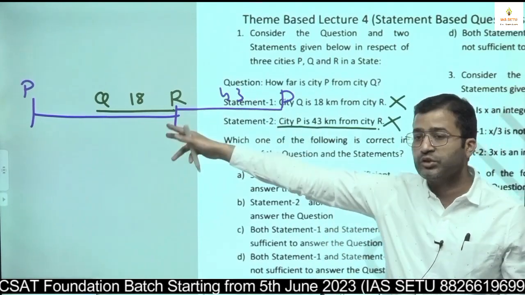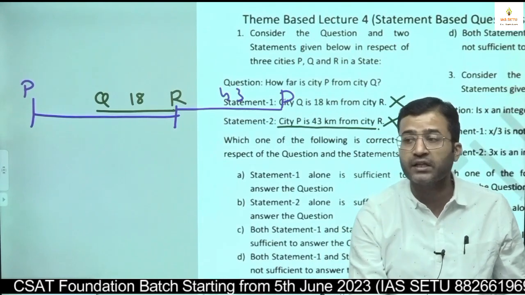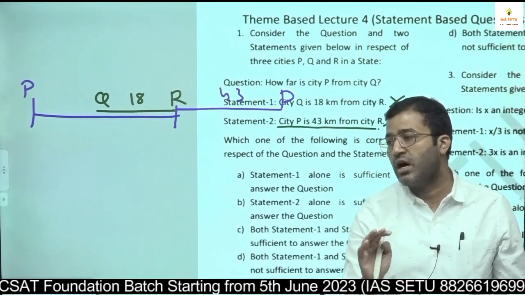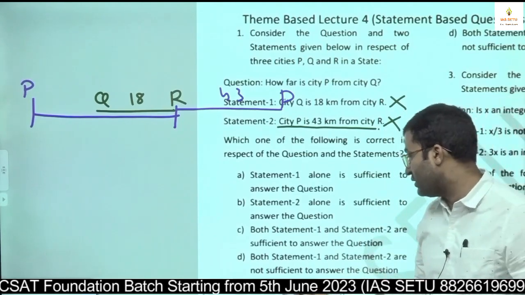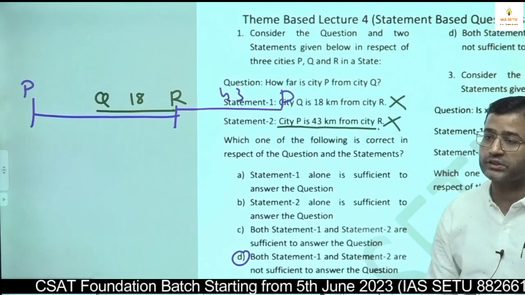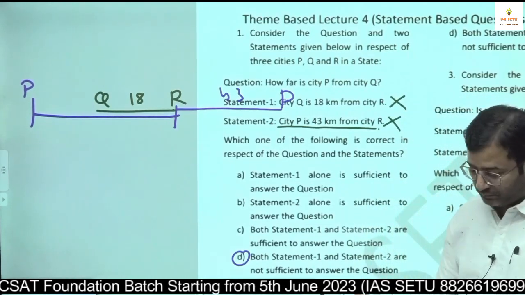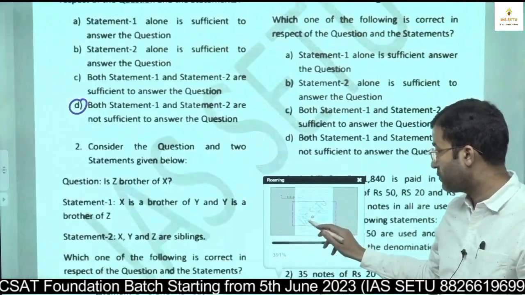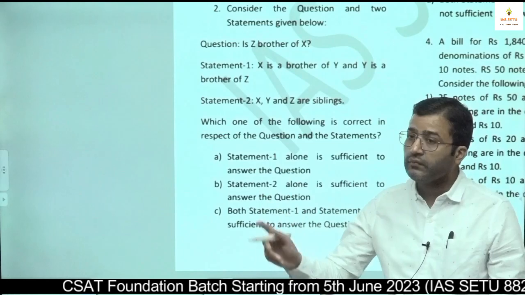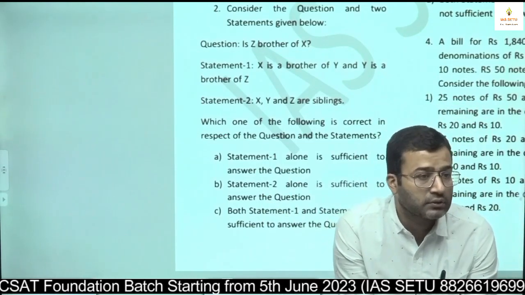Can we change the position of P to the other side? Yes. If we can change it, we get two different answers. If we can get two different answers, it means both statements together are not sufficient. So here the answer is D. Both statement 1 and 2 are not sufficient to answer the question. Clear? Any doubt?